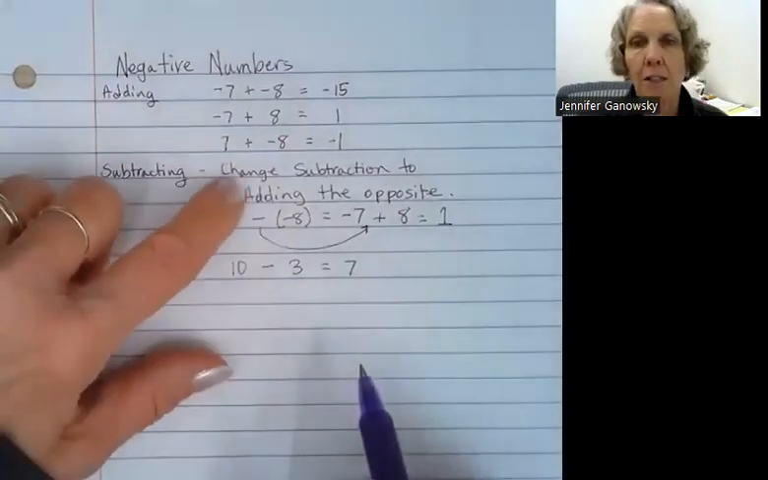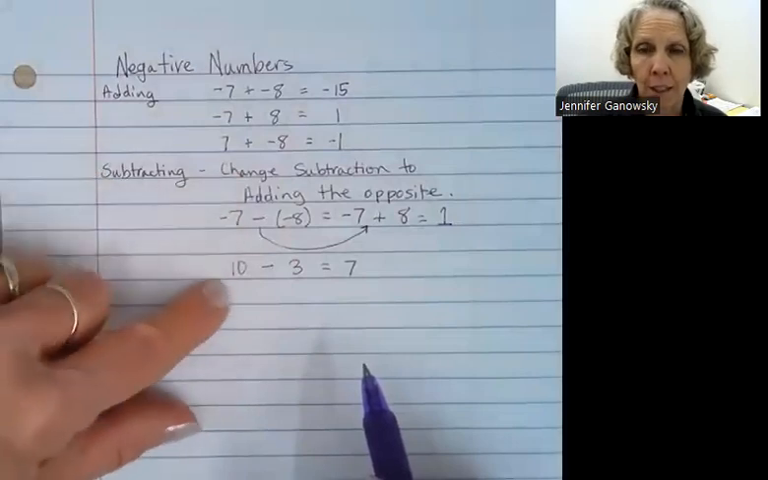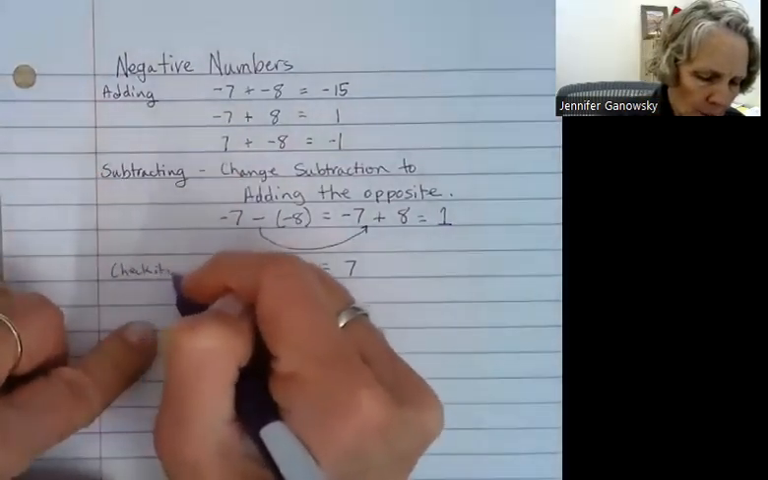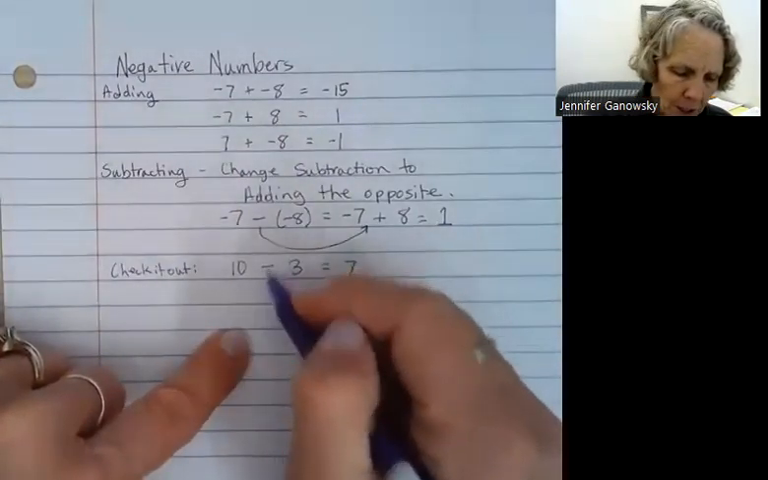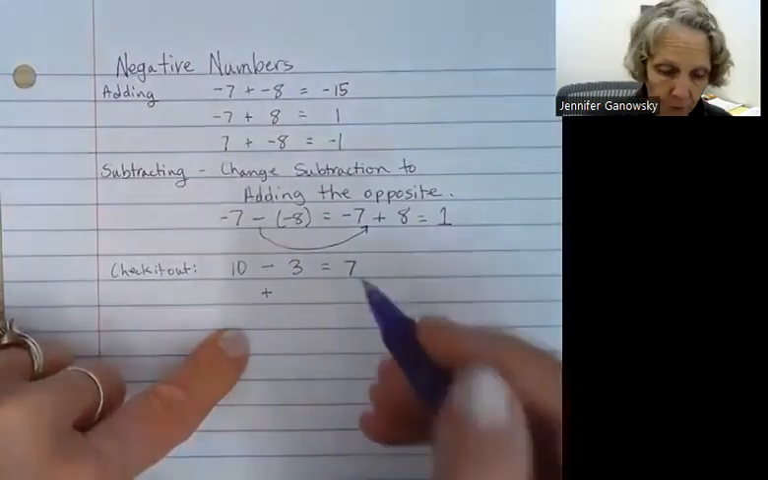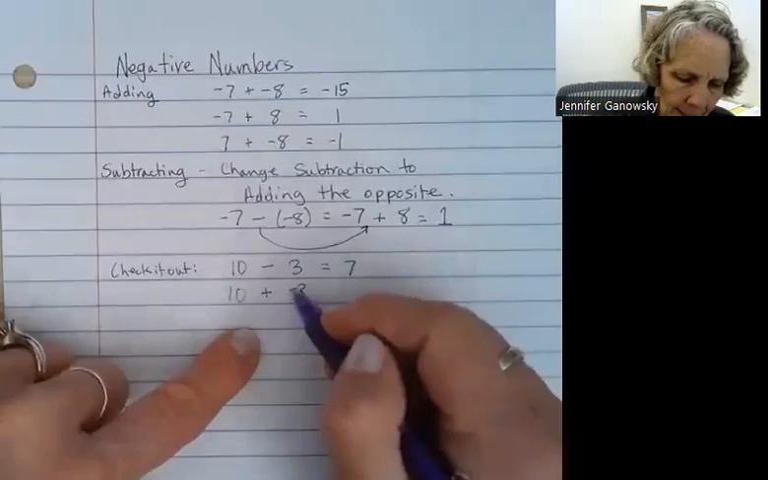So let's just check this rule out. Any rules I give you, I want you to always check them out with easy numbers. So that's what we're doing here. We're checking it out so that it makes sense in your mind, okay? So if I change that to add, what's the opposite of 3? -3, okay? And what is 10 plus -3?